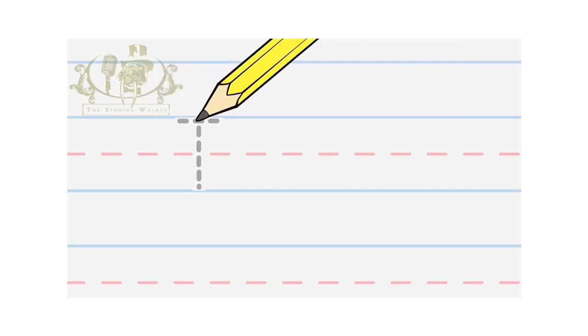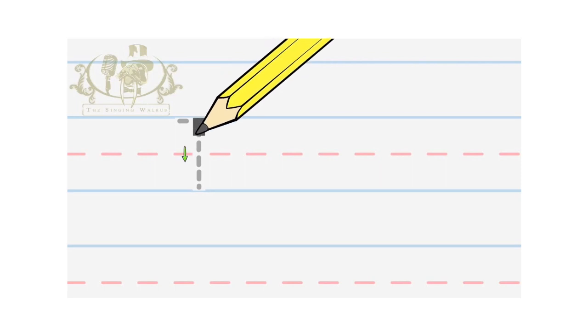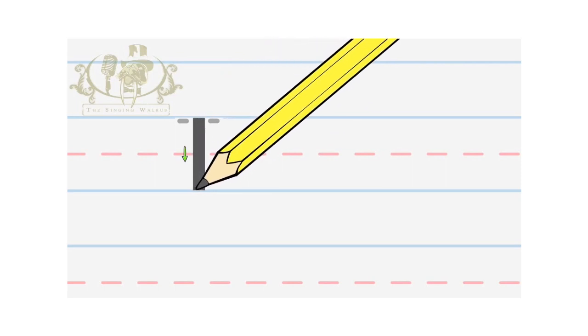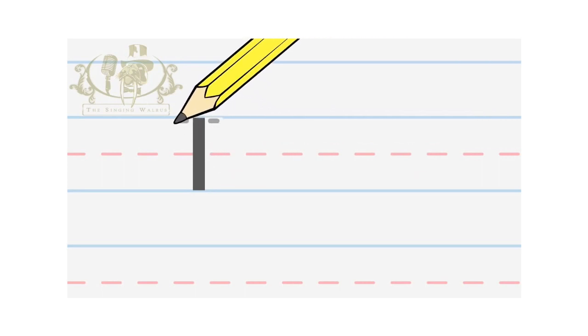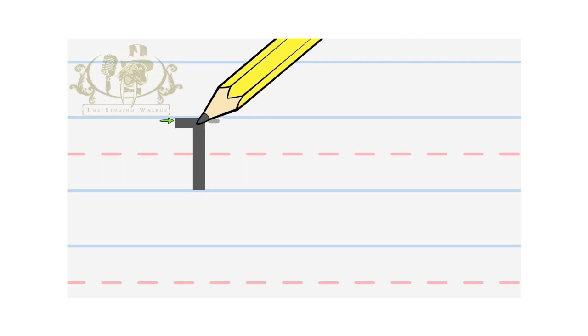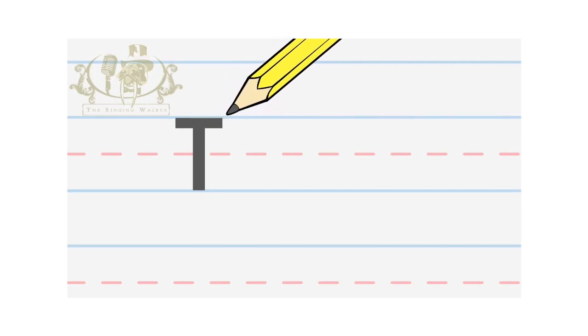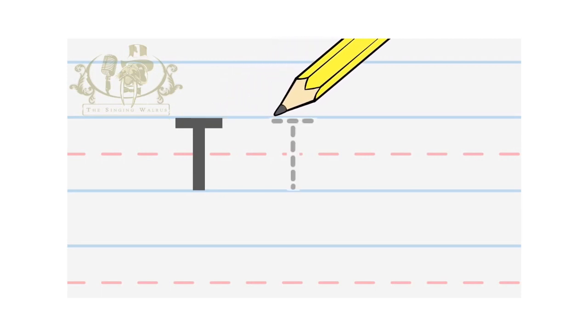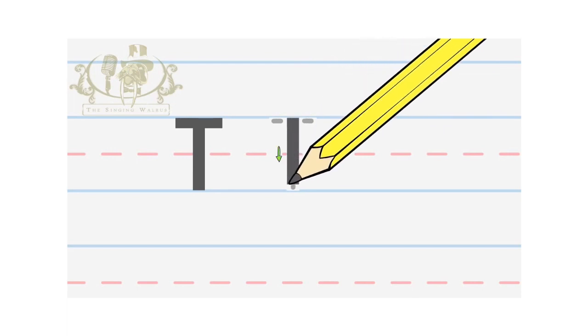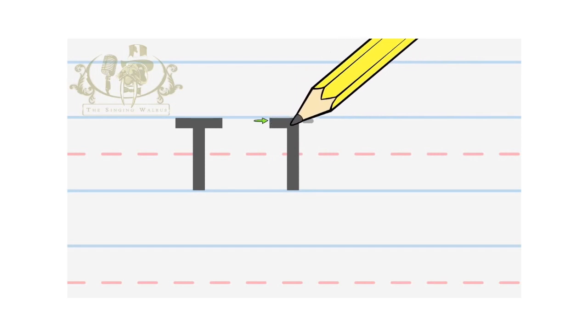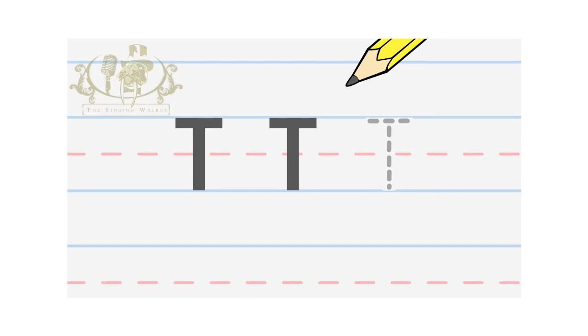Start at the top and make a line down. Then, go back to the top and make a line across. Let's try that again. Down, across. Now you try. Now, check if you did it right.